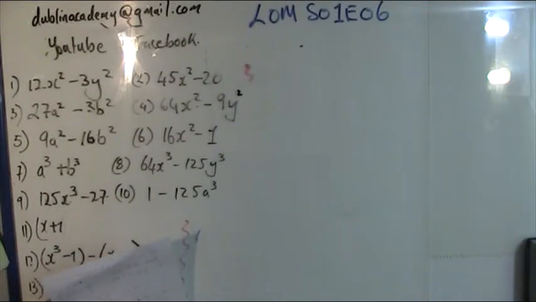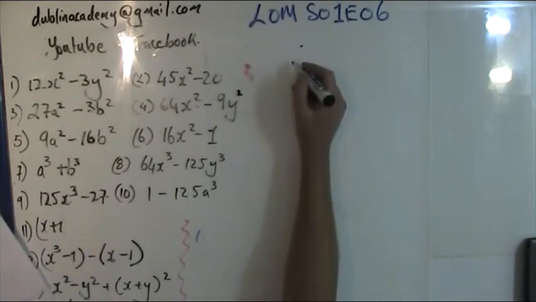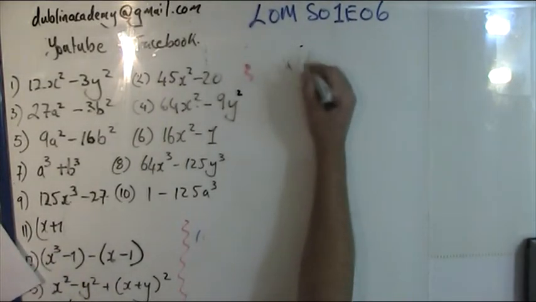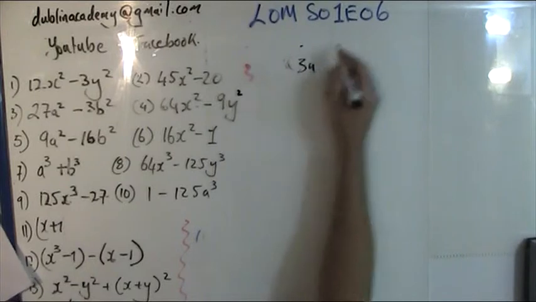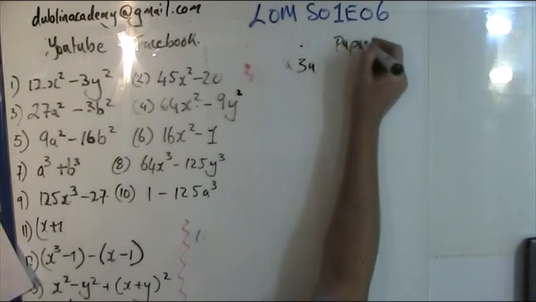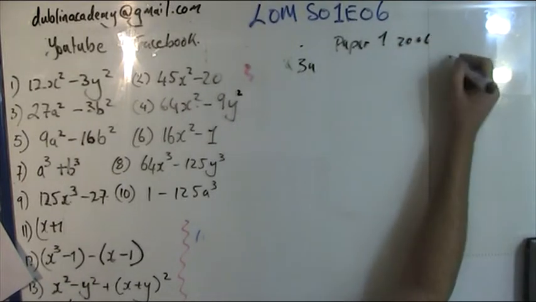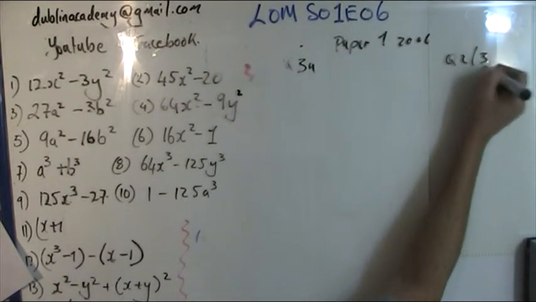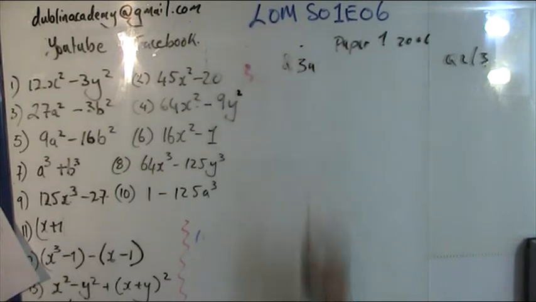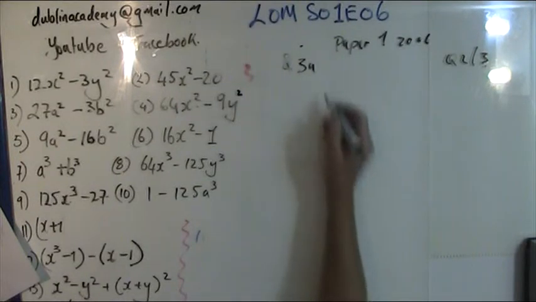So we're still doing the paper 1, and I'm going to show you how to do this question. So this is question 3A, paper 1, 2006. Now the range is always questions 2 and 3. Okay, so this is question 3A, paper 1. Okay, so 3A, question 1.